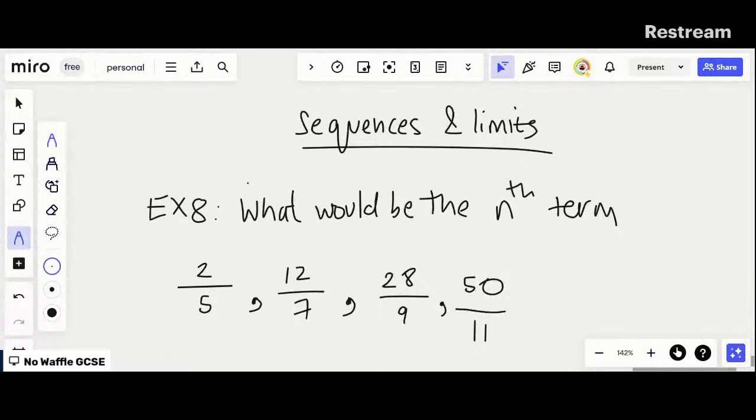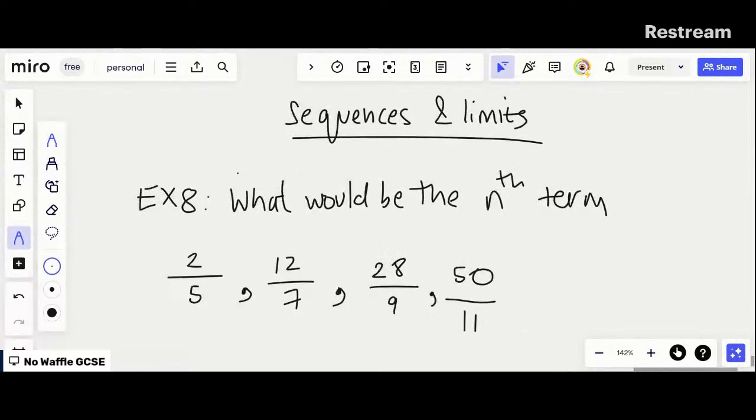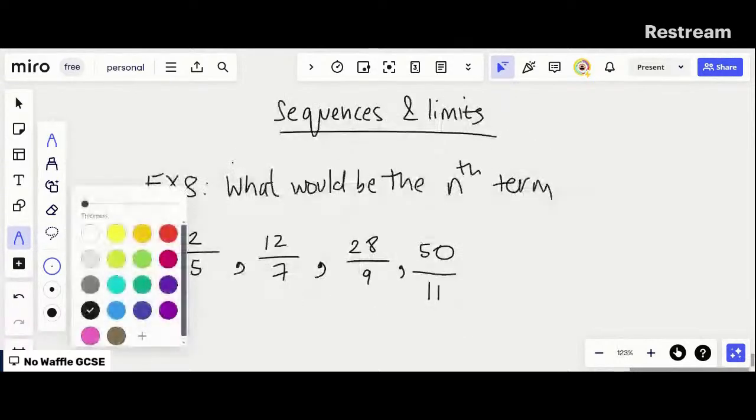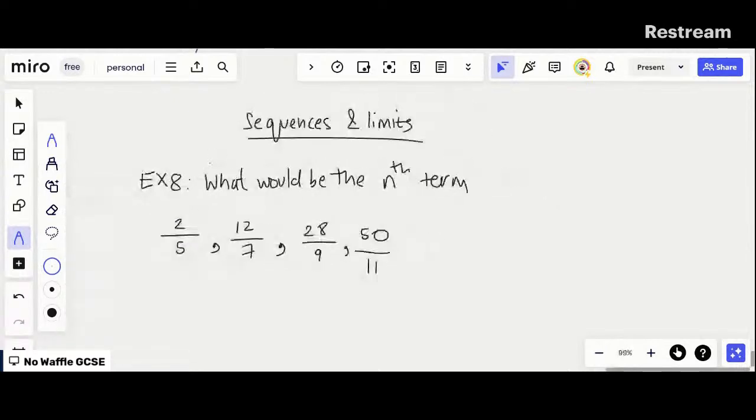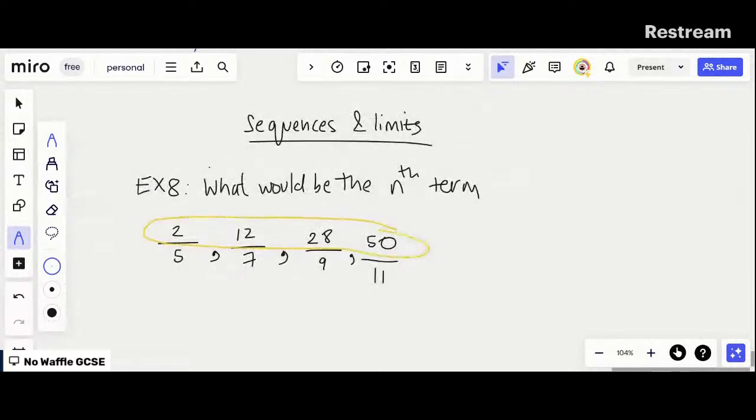Okay. So that is our sequence. So how would you, well, now this is a type of question which either you've done and you know how to answer it, or you've not done it before. What you've noticed is there are two separate sequences: a sequence for the numerators and a sequence for the denominators. So you treat them separately.